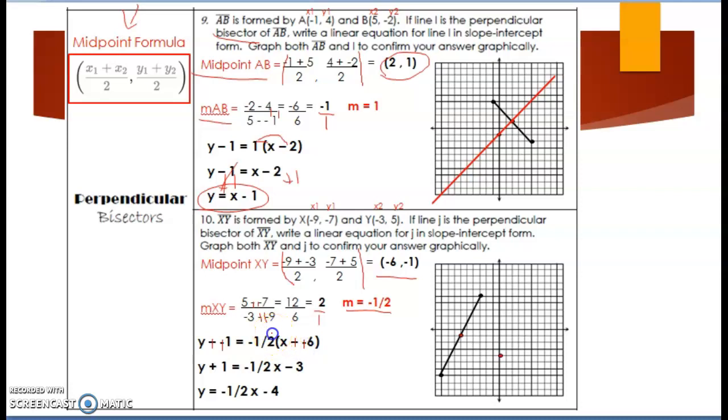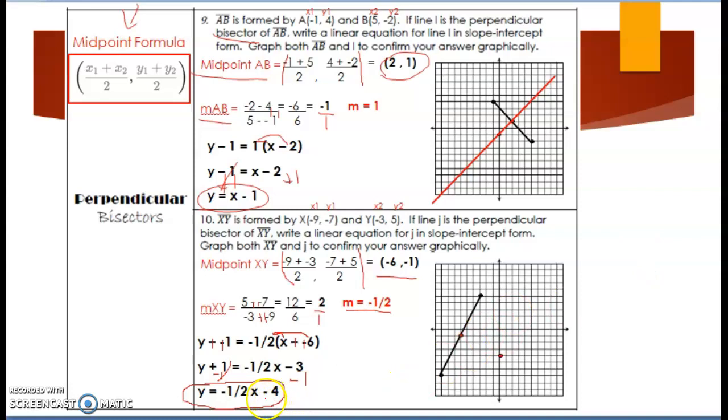So really I'm distributing negative 1/2 times x, I get negative 1/2 x. Negative 1/2 times a positive 6 is negative 3. Subtract 1 from both sides to get y by itself, and negative 3 minus 1 is negative 4. So our final equation is y equals negative 1/2 x minus 4.